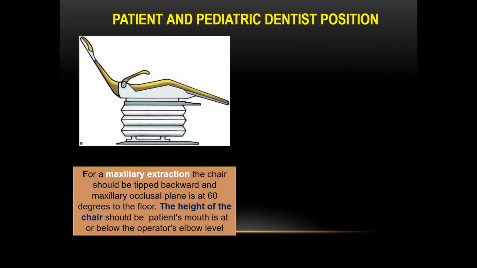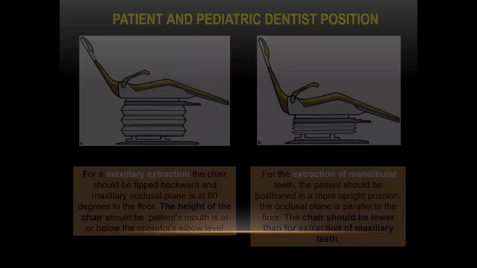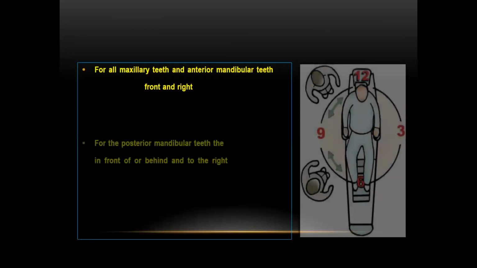For maxillary extraction, the chair should be tipped backward and the maxillary occlusal plane is at 60 degrees to the floor. The height of the chair should be such that the patient's mouth is at or below the operator's elbow level. For extraction of the mandibular teeth, the patient should be positioned in a more upright position. The occlusal plane is parallel to the floor. The chair should be lower than for the extraction of the maxillary teeth. These are the factors you need to consider while removing maxillary and mandibular teeth.